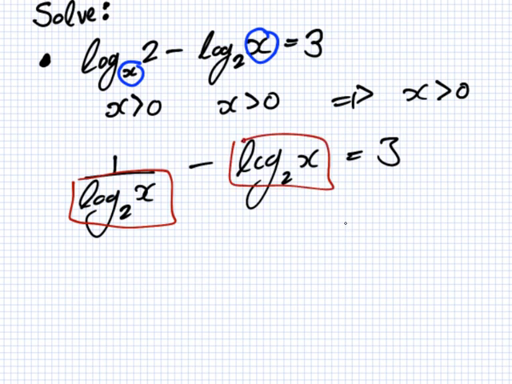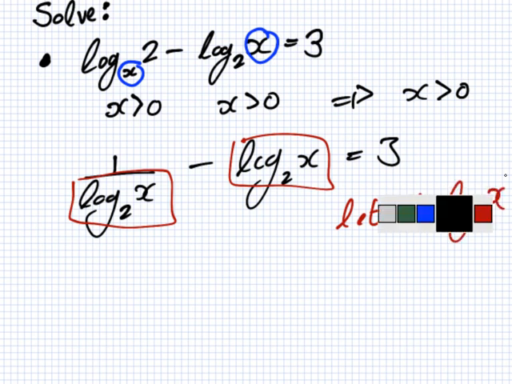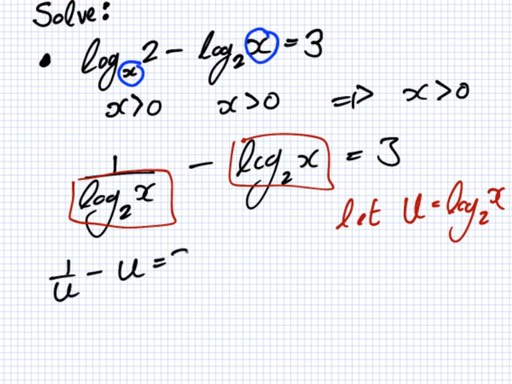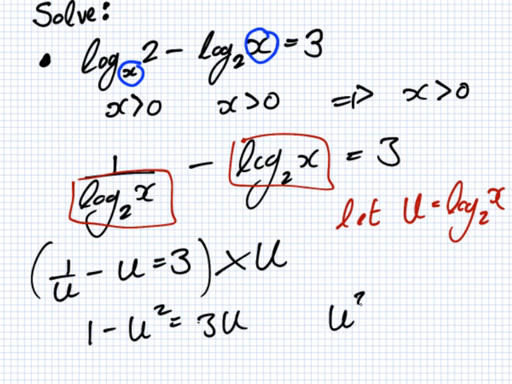Now what you notice is that this is the same as this. So what you can say is you can call u equal to log 2x. So now we get 1 over u minus u equals 3. What's next? What should I do next? Multiply by u. So now I get 1 minus u squared equals 3u. So I get u squared plus 3u minus 1 equals 0.